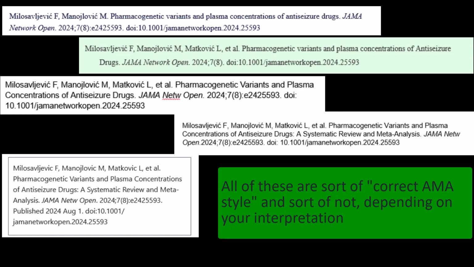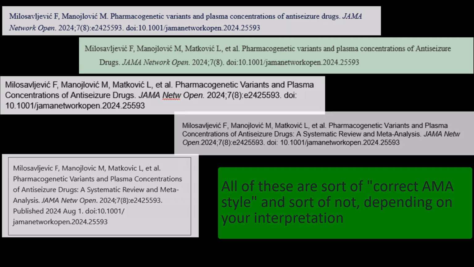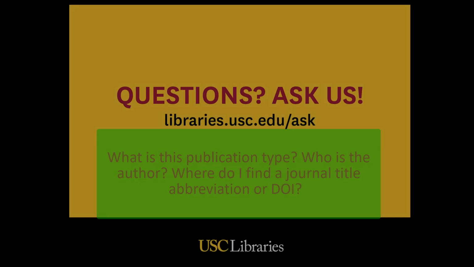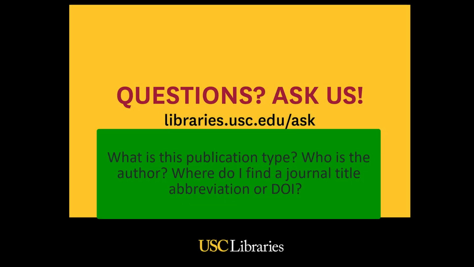Because of the elements of choice inherent in so many parts of citing in AMA style, libraries are not able to create references for you or verify the accuracy of AMA style references you have created or found. You can contact the libraries to get help with other aspects of citing and referencing, like determining what type of publication an item is, help figuring out the elements of a reference, or where to find DOIs, title abbreviations, and other information needed to create a reference in AMA style.